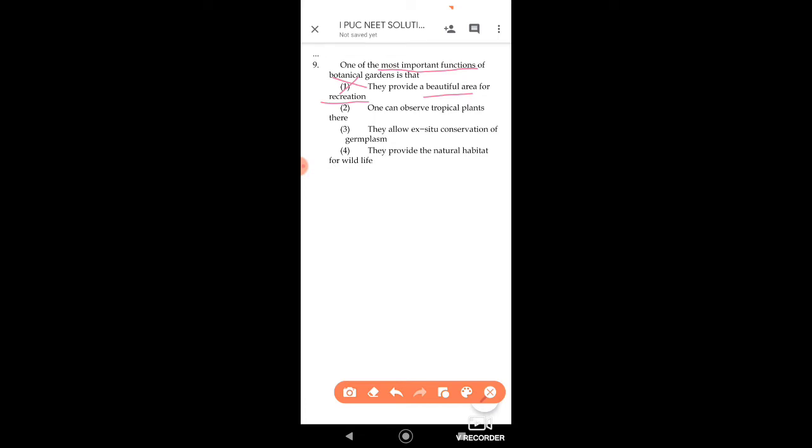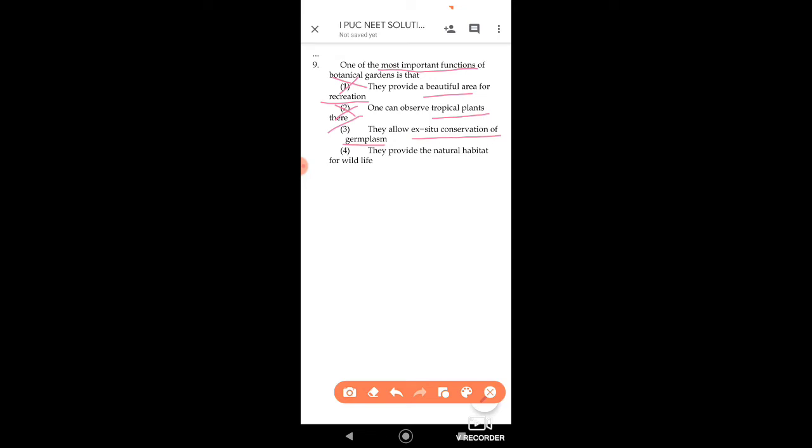Okay, next, option 2, one can observe tropical plants there. Generally it can definitely be done in botanical gardens, but that is also not the important function. Third is, they allow ex situ conservation of germplasm. Okay, so this I can say is the correct option, and let me give the answer for this.